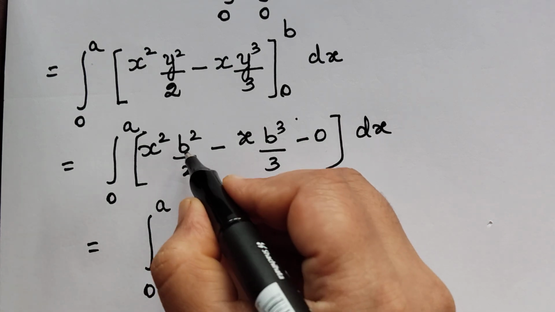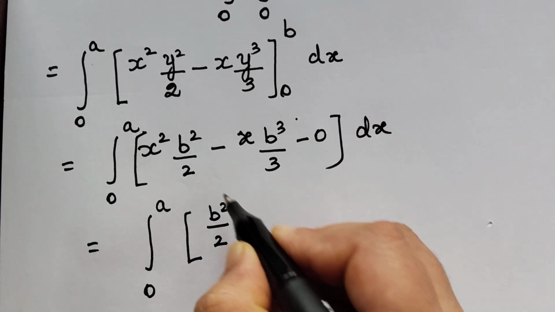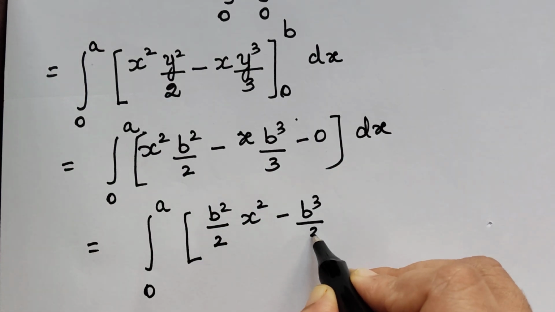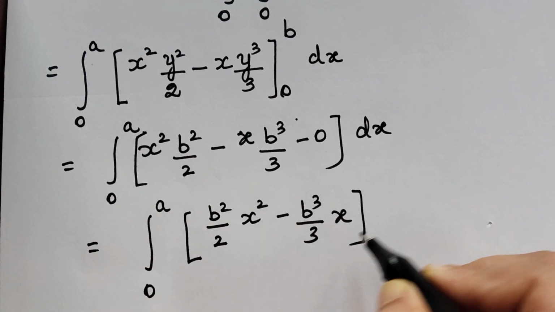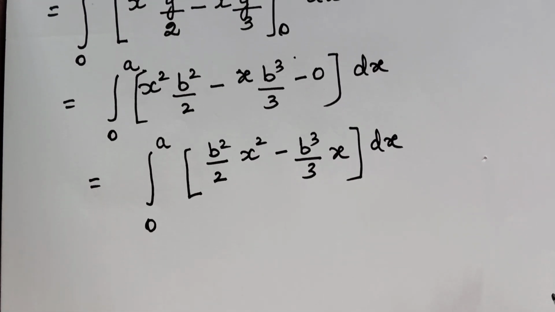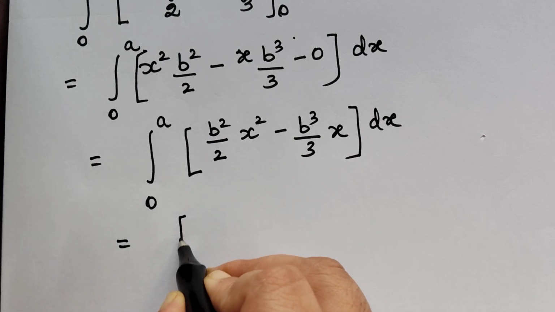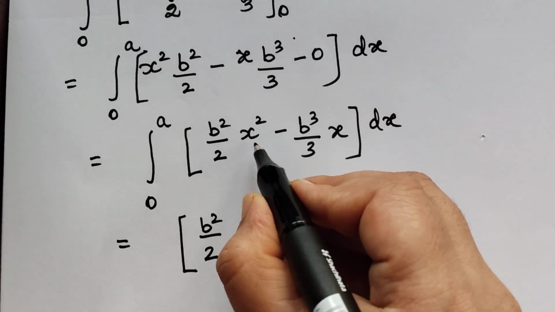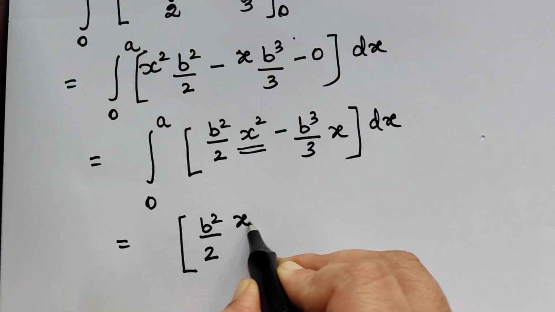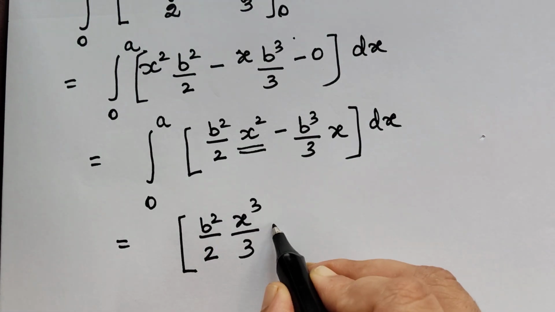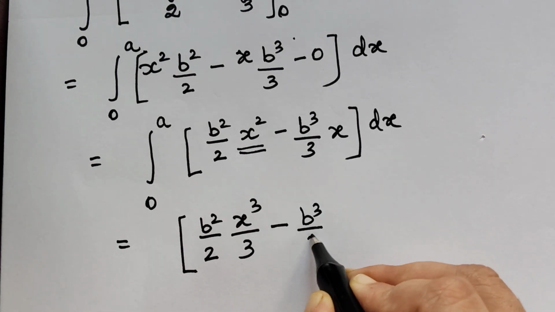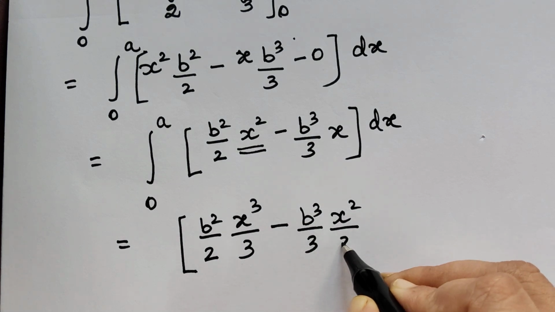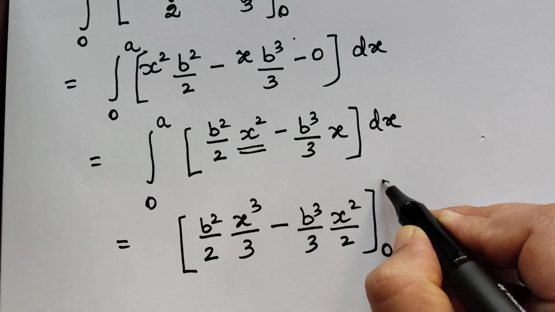Just rewrite this. So this will be equal to integral 0 to a. Now here we have b squared by 2, which is constant, multiplied with x squared, minus b cubed by 3, which is a constant, multiplied with x, and 0 we need not write, so dx. Now we have to integrate with respect to x. When we perform the integration with respect to x, b squared by 2 constant comes as it is, and what is the integration of x squared? It is x cubed by 3, minus b cubed by 3 is constant and comes as it is, and what is the integration of x? It is x squared by 2, and this is between the limits 0 and a.